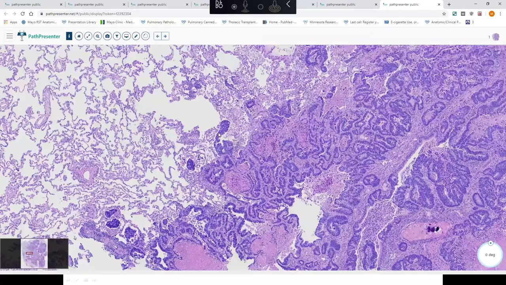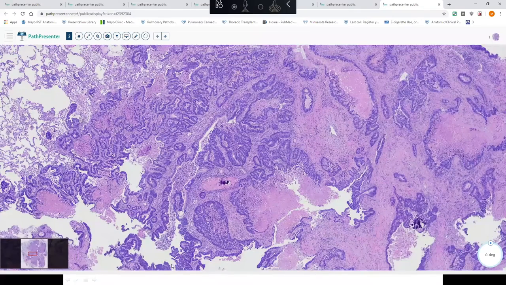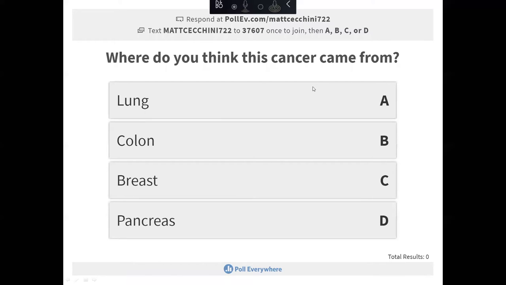But, okay, so first question, where do you think this cancer came from? Do you think A, it came from the lung? B, it came from the colon? C, it came from the breast? Or D, it came from the pancreas? What do you guys think?